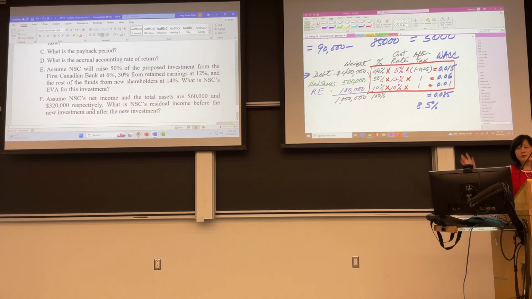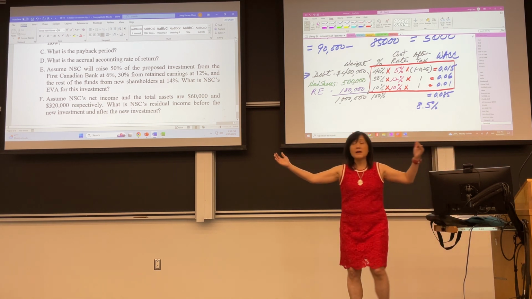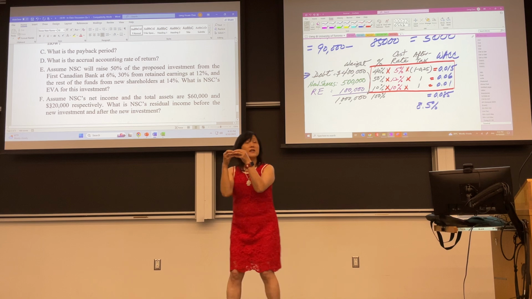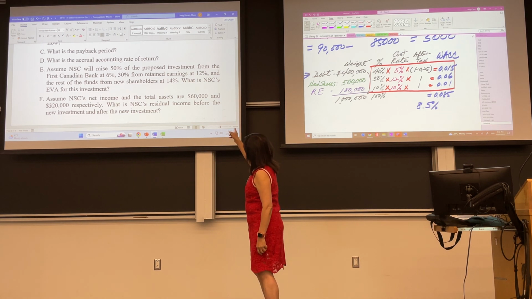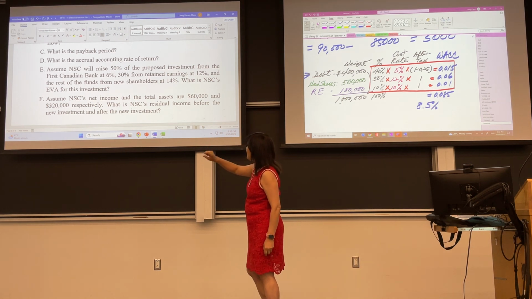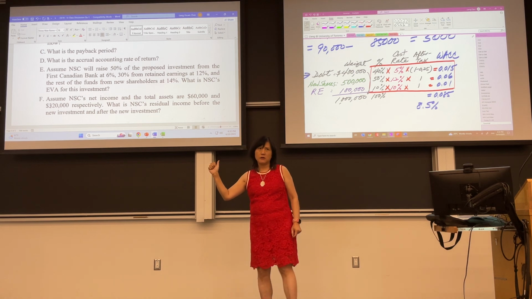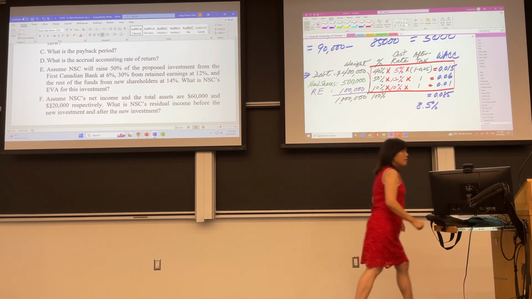Assuming NSC for EVA for this investment, only for this investment, okay? Assuming NSC's net income, total asset, 60,000 for net income, total asset 320. Okay, so this is the whole overall company. The other one is for the investment. This one is for the whole company. So they want you to figure out what's the residual income before the investment and after the new investment. Okay, before and after.